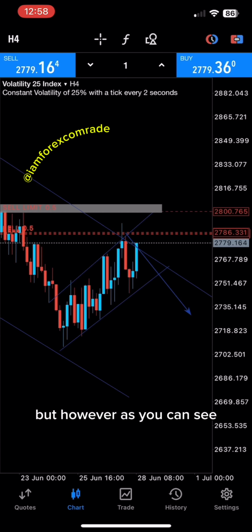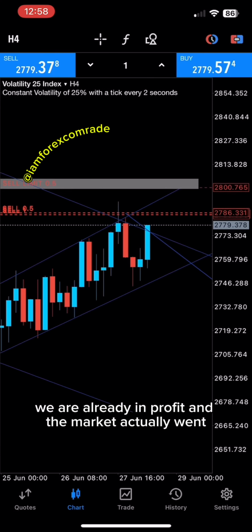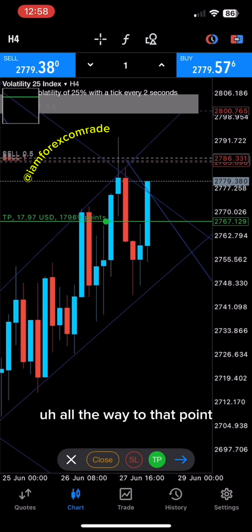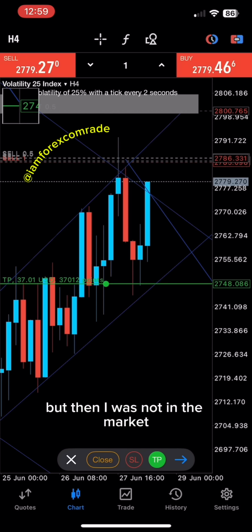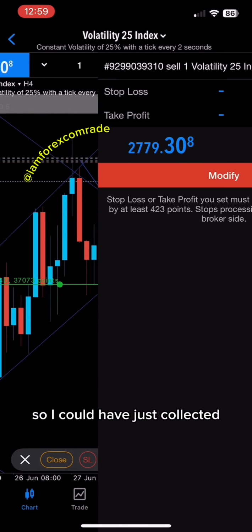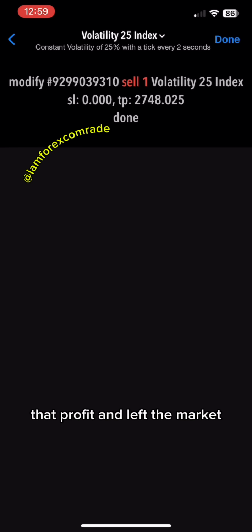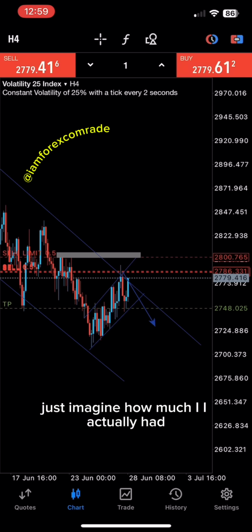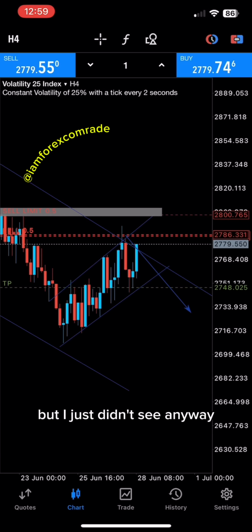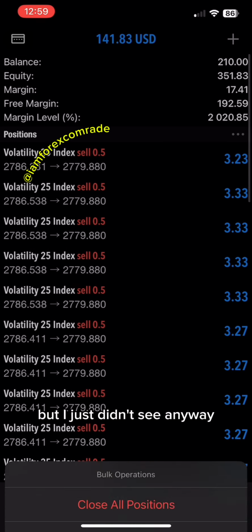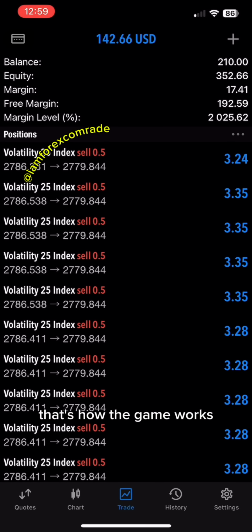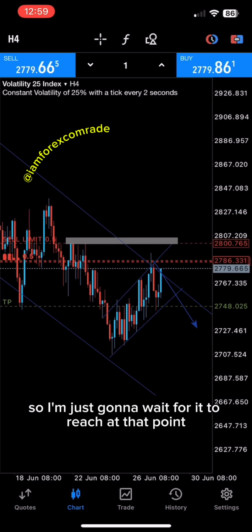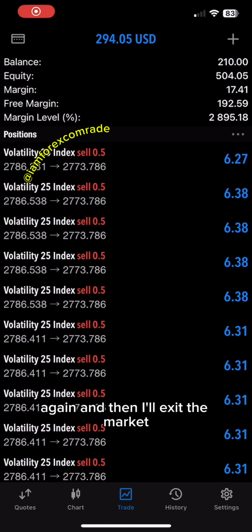But as you can see, we are already in profit, and the market went all the way to that point, but I was not in the market, so I could have just collected that profit and left the market. But it's still in profit. Just imagine how much I actually had, but I just didn't see. Anyway, that's how the game works. So I'm just going to wait for it to reach that point again, and then I'll exit the market.